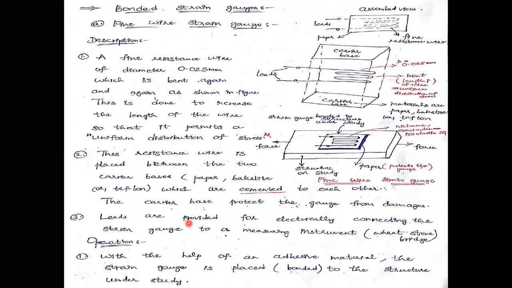The leads are provided for electrically connecting the strain gauge to a measuring instrument. ఈ 2 లీడ్స్ తీసుకెళ్ళి మనం వీట్‌స్టోన్ బ్రిడ్జ్‌లో పెడతాం. అప్పుడు ఈ స్ట్రెయిన్ గేజ్‌లో వాట్ ఈజ్ ది చేంజ్ ఓవర్ టేకింగ్ ప్లేస్ అనేది మెజర్ చేయొచ్చు. These leads are provided for electrically connecting the strain gauge to a measuring instrument, that is Wheatstone bridge. This is the description. Next we will see the operation.